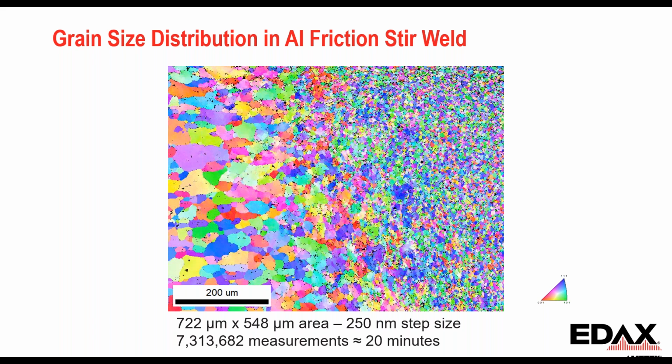And of course, whenever we're measuring grain size, we want to be able to measure multiple points per grain to be able to at least feel like we're getting a decent representation of the grain size. So we have to select a step size based on some of the smaller grains that we're going to measure. In this case, we're looking at 700 microns by 500 microns with a 250 nanometer step size. And that gives us about 7 million data points in about 20 minutes.